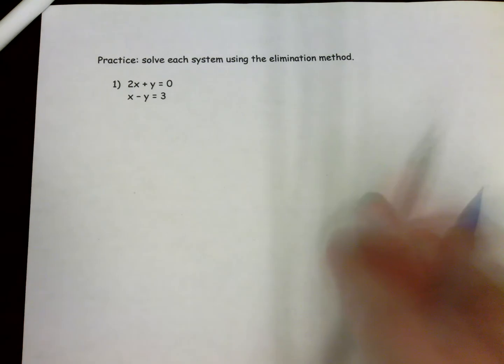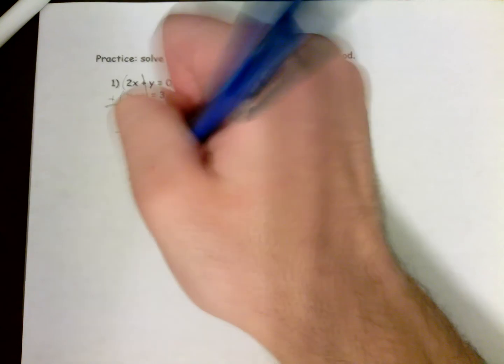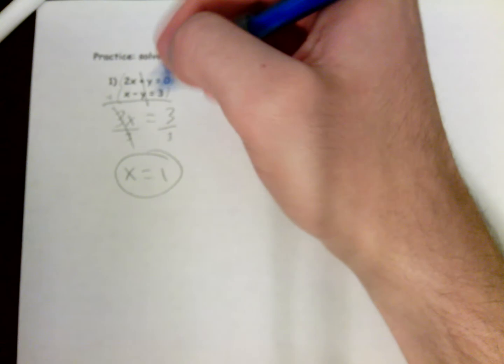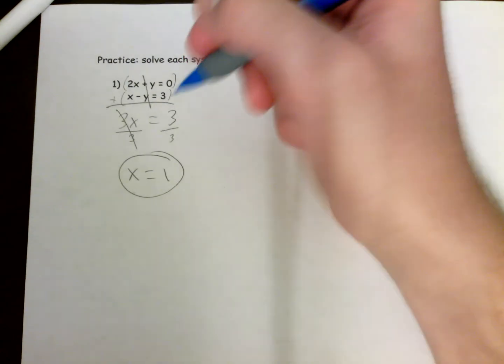So we have 2x plus y equals 0 and x minus y equals 3. Again, we're going to add the entire top equation to the entire bottom equation. 2x plus x gives us 3x. The y's are going to cancel. And 0 plus 3 gives us 3. So after I divide each side by 3, I get x equals 1. Now, the purpose of adding these equations together is to cancel one of the variables. So I canceled my y's, they go away. I'm left with 3x equals 3, and I just solve for x.